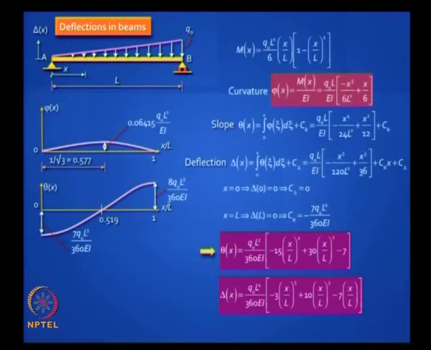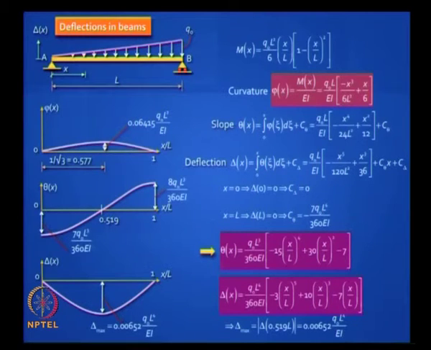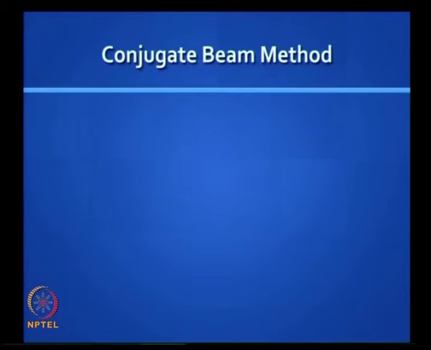This is the shape of your rotation or slope, and the slopes are negative in the left region and positive in the right region, and this is the shape of your deflection diagram. It turns out to be negative because our definition of delta x is pointing upwards positive, and you can locate the maximum deflection by finding where the derivative of delta, in other words theta, is 0, and you can write these expressions.